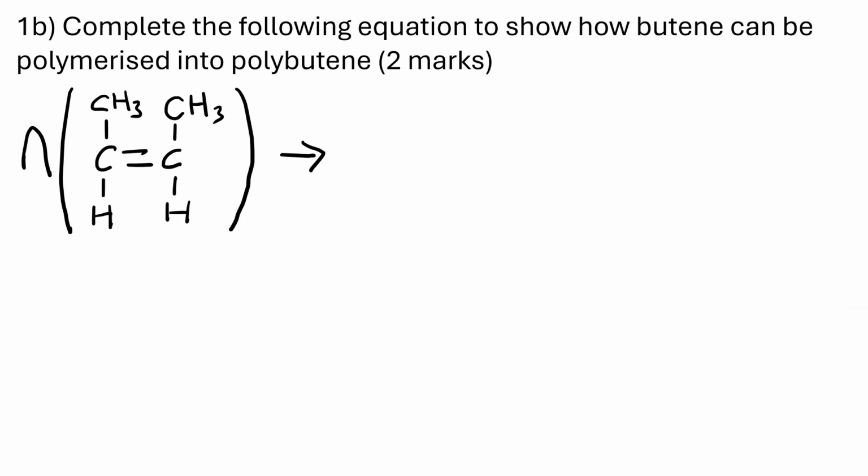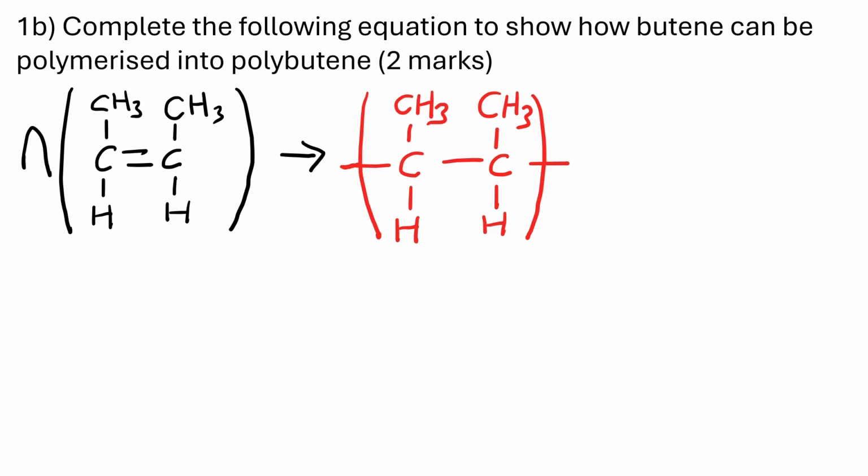Question 1b. Complete the following equation to show how butene can be polymerized into polybutene. So have a go at this on a piece of scrap paper. The first thing that happens is that double bond opens up, and notice how I've drawn the bonds sticking out through the brackets. The rest of the molecule looks exactly the same, and then that large N in front of the monomer molecule, that means some large number. So it could be we're starting out with 10,000 of those monomer molecules.